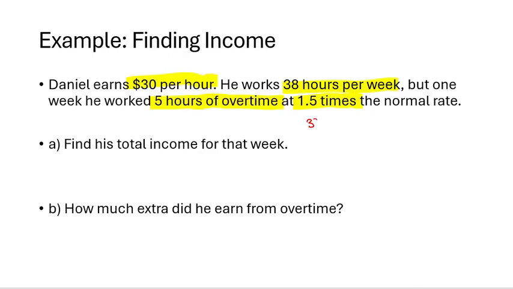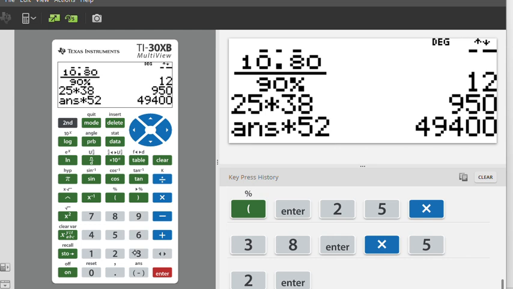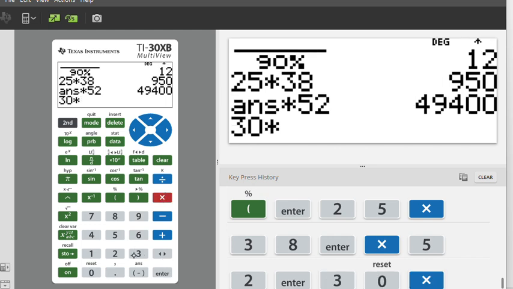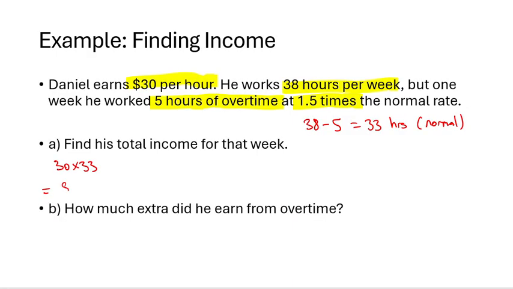So what we're going to do is calculate how many hours Daniel worked based on the regular pay. So just subtract the 5 hours. So you get 33 hours normal. What I'm going to do now is multiply the 33 by his typical rate, which is $30. So 30 times 33, which equals $990.